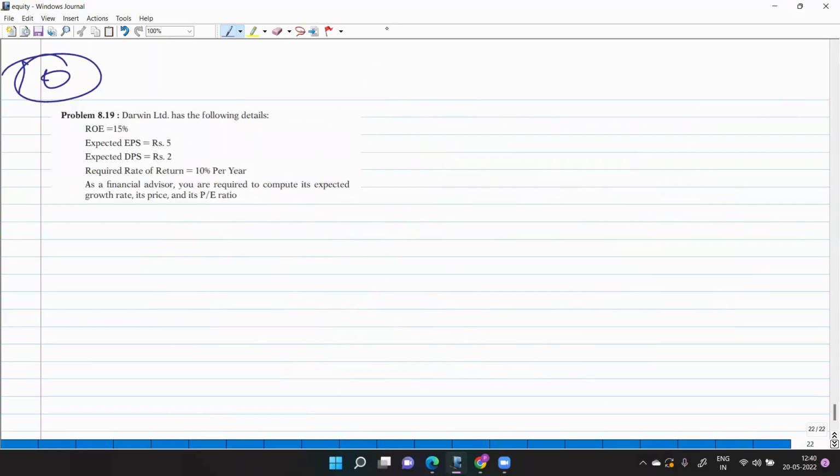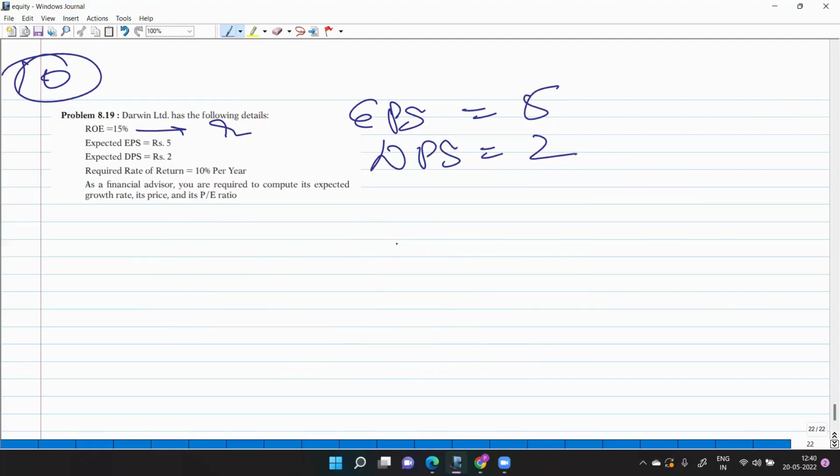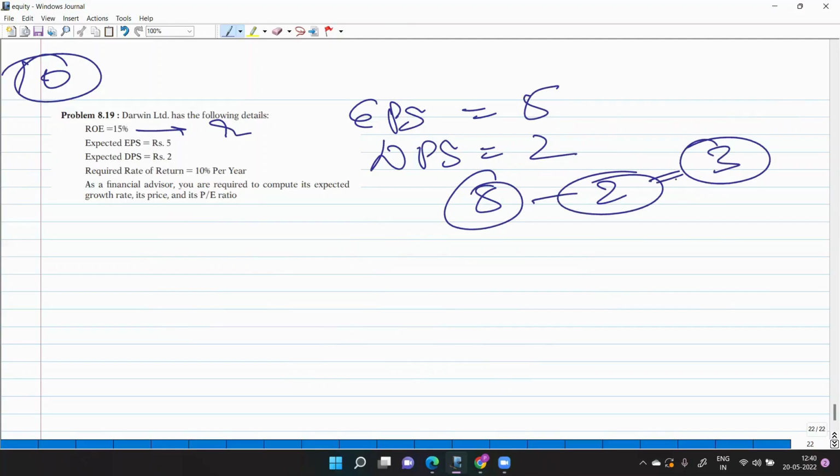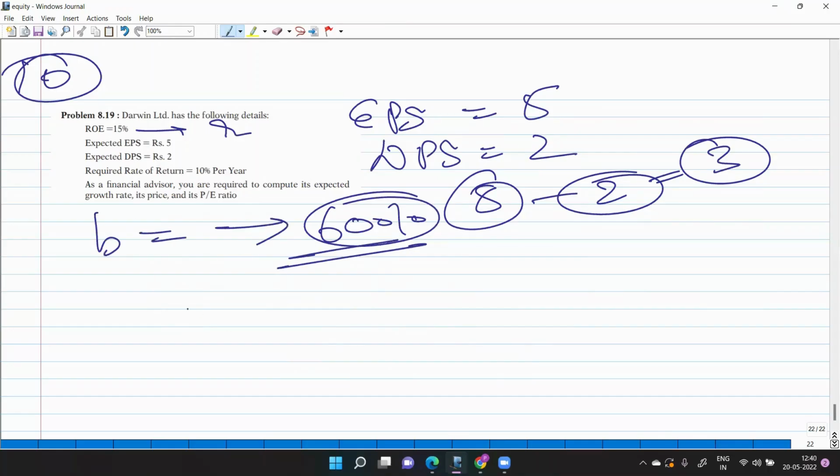The last question for the day is, Darwin Limited Company has the following details. ROE, that is R. Okay. My EPS is given out to be 5 and my DPS is 2. तो मैं रिटेन कितना कर रही हूँ? 5 में से अगर मैंने 2 उड़ा दिए, मतलब डिविडेंड में दे दिए अपने शेयर होल्डर्स को, तो मैंने 3 अपने पास रिटेन करके रखा है. तो रिटेन की अगर मैं परसेंटेज निकालूं, दैट वुड बी माय 60% of retention. So B comes out to be 60%.